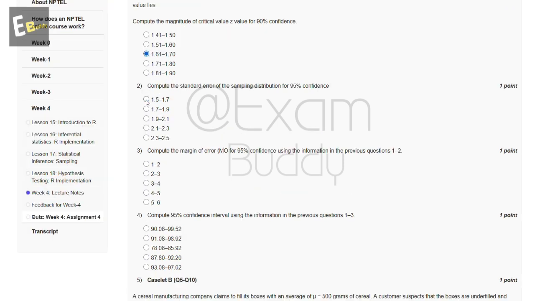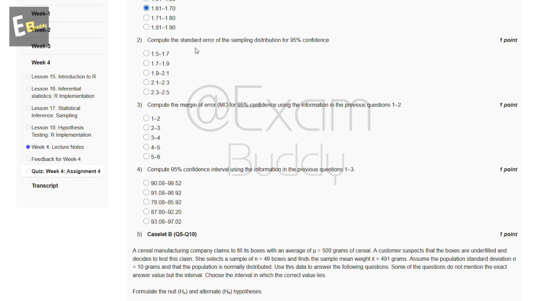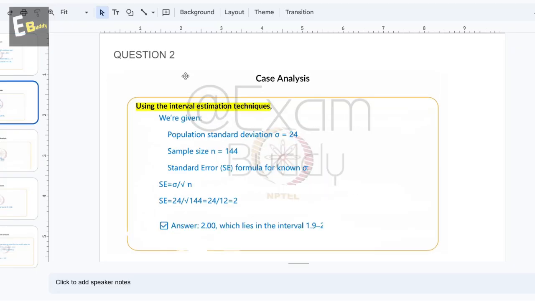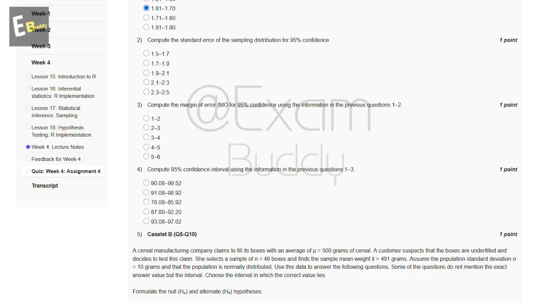Now the second question is: compute the standard error of the sampling distribution for 95% confidence. Let's check the answer. Here are the calculations with the standard deviation and sample size, the formula, and the calculation gives 2, which lies in the interval 1.9 to 2.1. So the answer of our second question is C, 1.9 to 2.1.